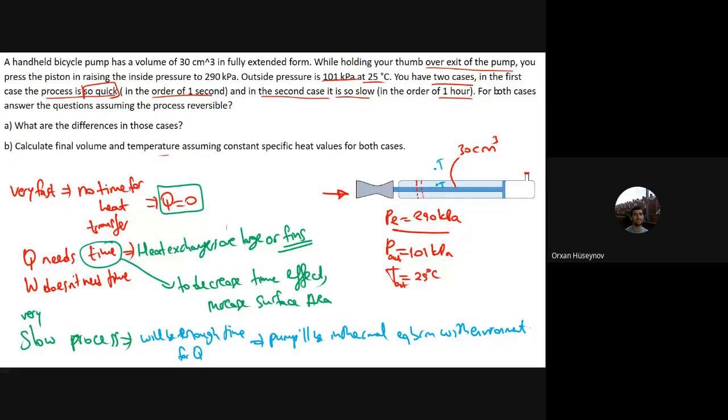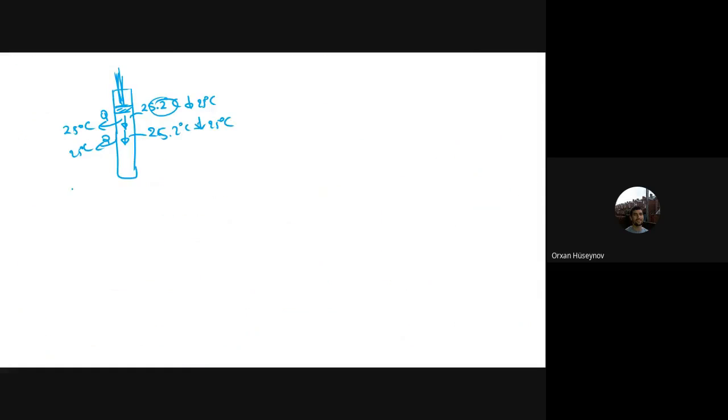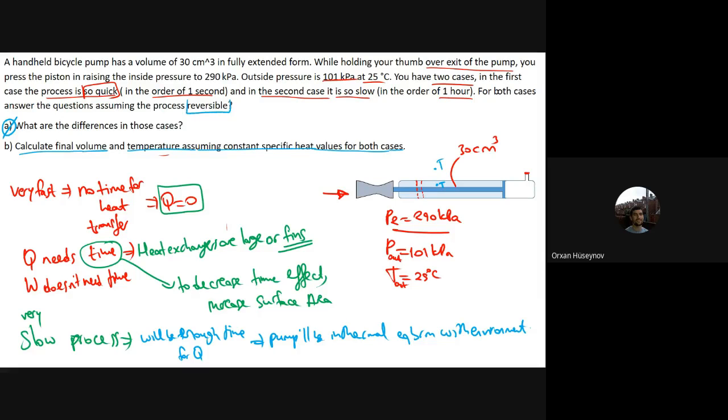So now we can move on to solve the example. We have finished the first part, A is okay. Now it says to calculate the final volume and temperature, assuming constant specific heats for both cases. So I will first start with the Q is 0. So for the B case, I will start the B case.